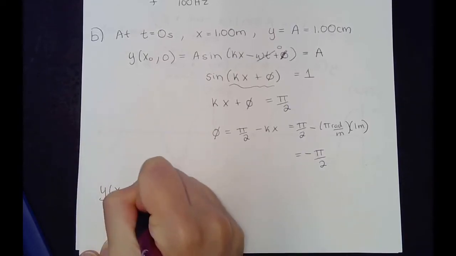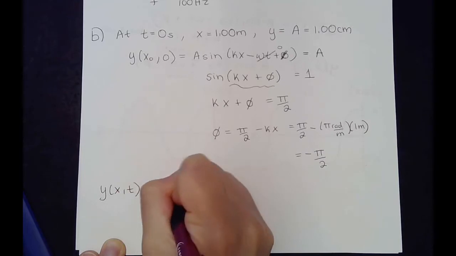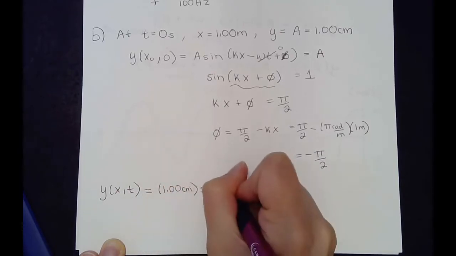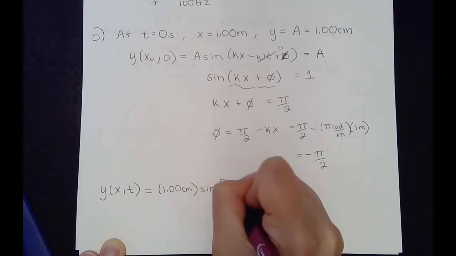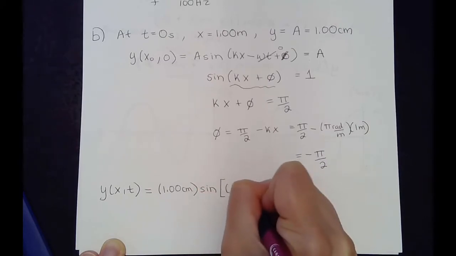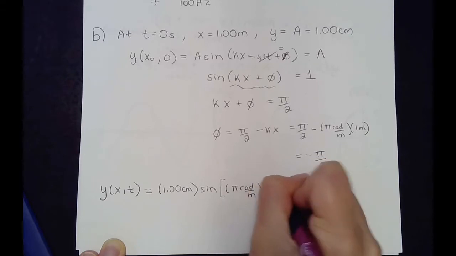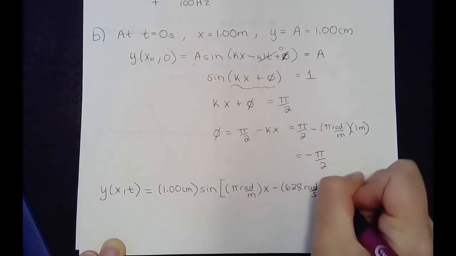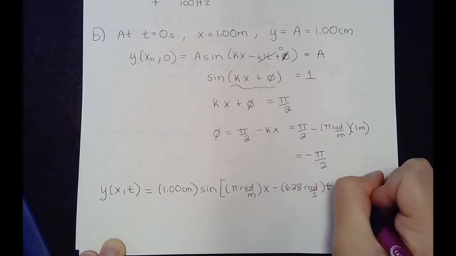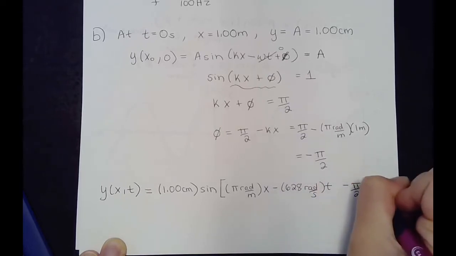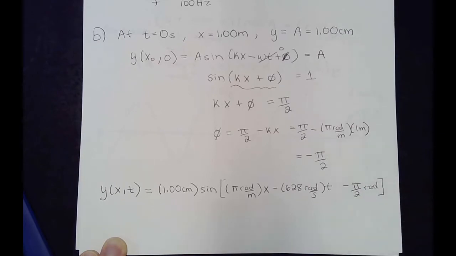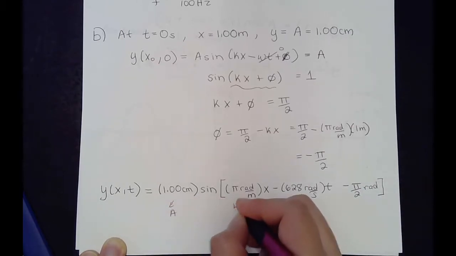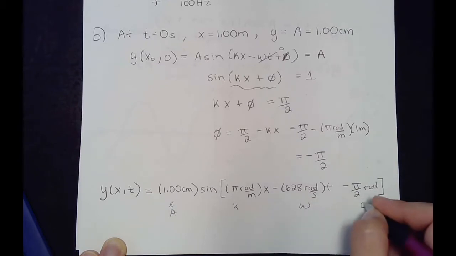So y at x comma t equals A, which is 1 centimeter. I'll leave centimeters in there for now. Sine, and then I have pi radians per meter, this is k, x minus omega, 628 radians per second, t, minus pi over 2. So again, this is A, k, omega, and phi.